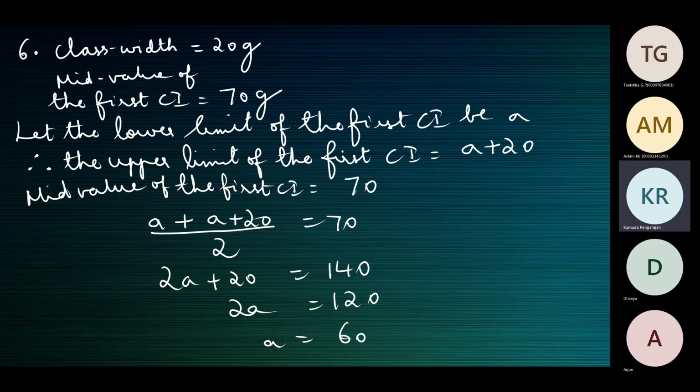Now the mid value is given to be 70, but how will you find the mid value? Lower limit plus the upper limit by 2 is equal to the mid value. So on solving this, you get A is 60. So what is the first class interval then? A to A plus 20. What is the upper limit of the first class interval, children? The lower limit A is 60. What's the upper limit?